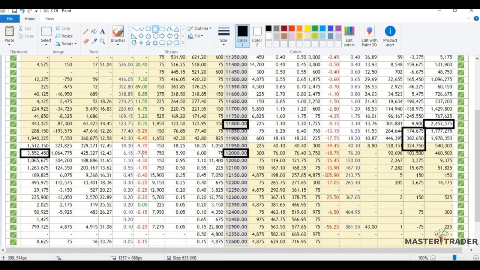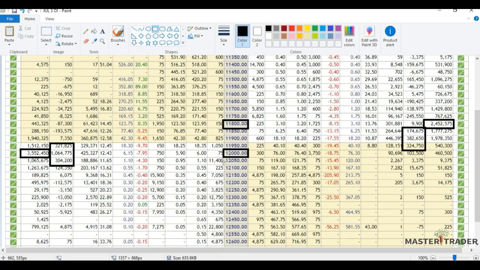Now let's come to the call side and see where the action is taking place, which is right here. Can you see that here 10 lakh contracts have been written, plus 3 lakhs, plus 3 lakhs, that's 16 lakh contracts have been written in this area, 12,000 to 12,050.